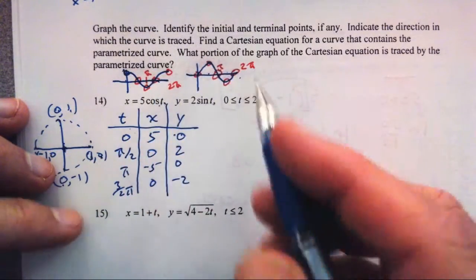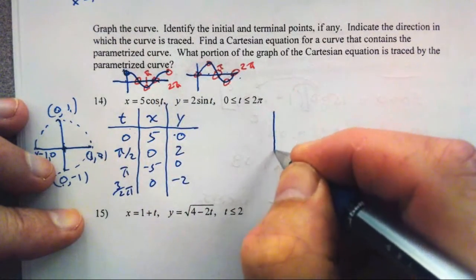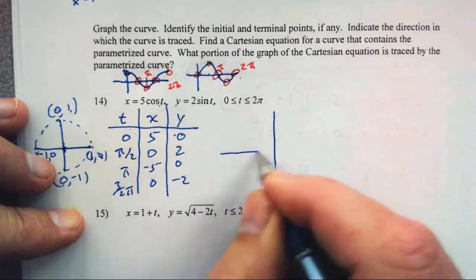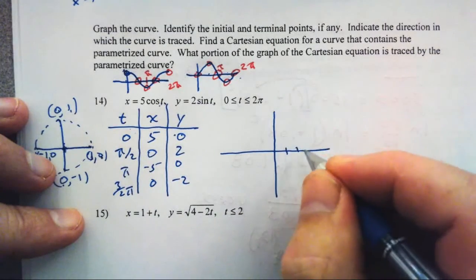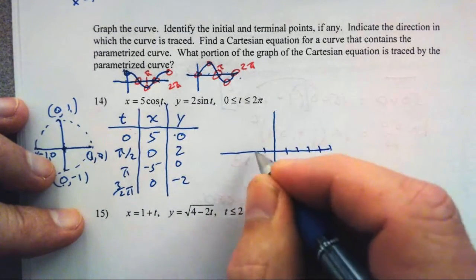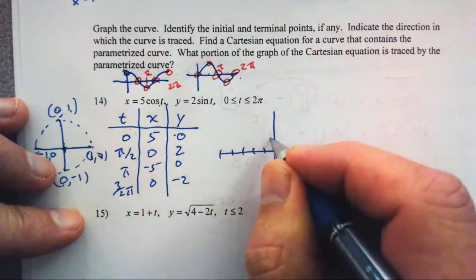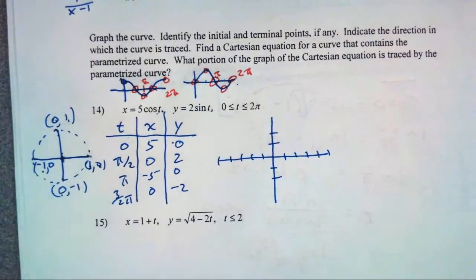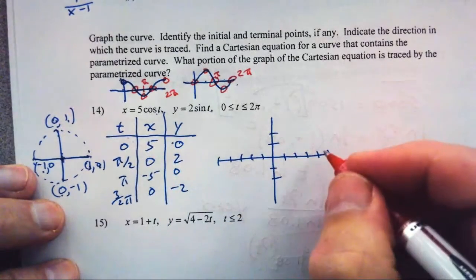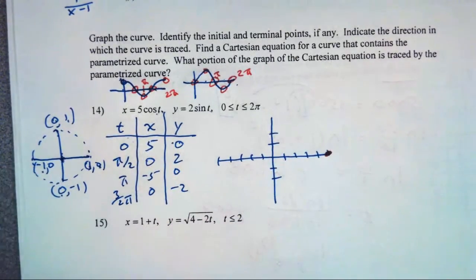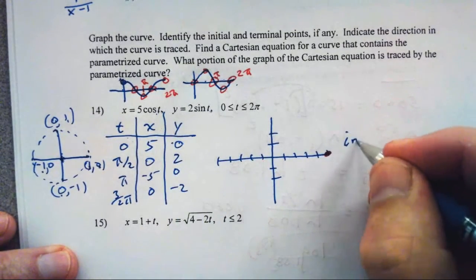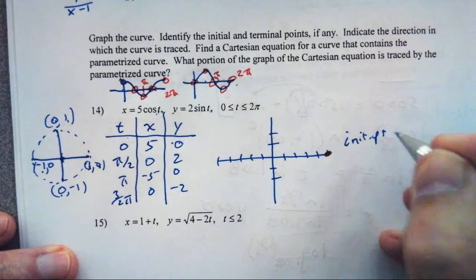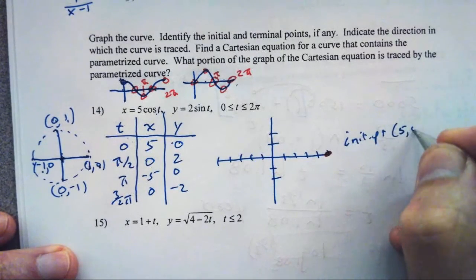So we're going to graph the curve. We'll start with that. I need x values to 5 and y values to 2. Draw this sort of square. My first value is 5, 0. That's not any old point. That is our initial point right here, 5, 0.